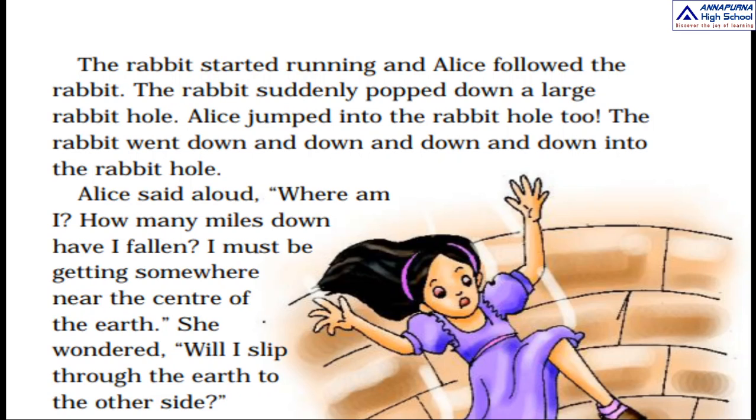So children, Alice was also falling with the rabbit. Alice found herself falling in a deep hole. While falling, Alice was wondering that she must be getting somewhere near the center of the earth. So children, here maybe she will slip through the earth to the other side. That means she will come out of the earth on the other side. Okay? That means the hole is very deep.